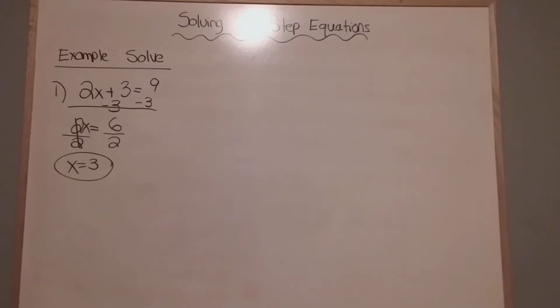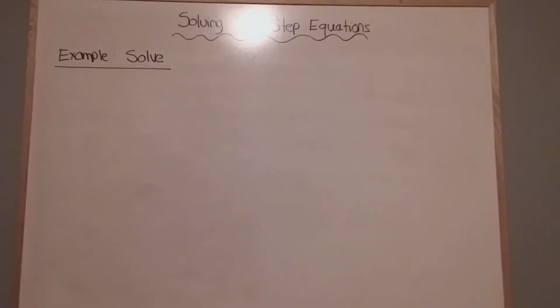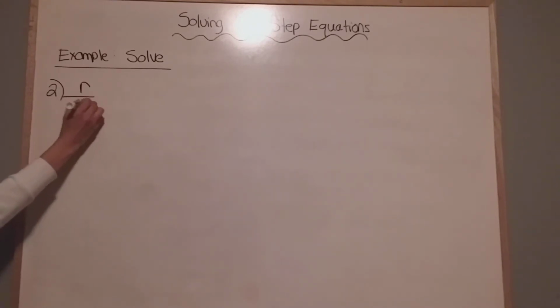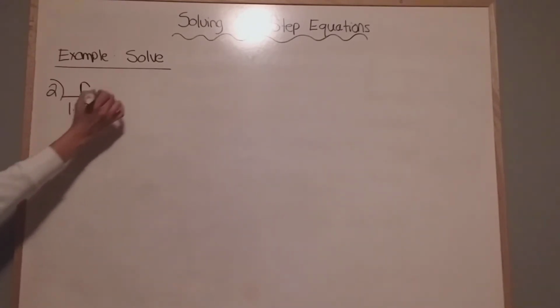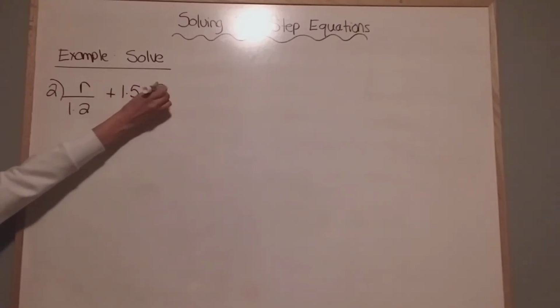You saw these types of questions in grade 8. We will make them a little bit harder, but that's our first example. Our second example is I can make these harder by adding decimals. So question number 2. I have r over 1.2 plus 1.5, which is equal to 3.